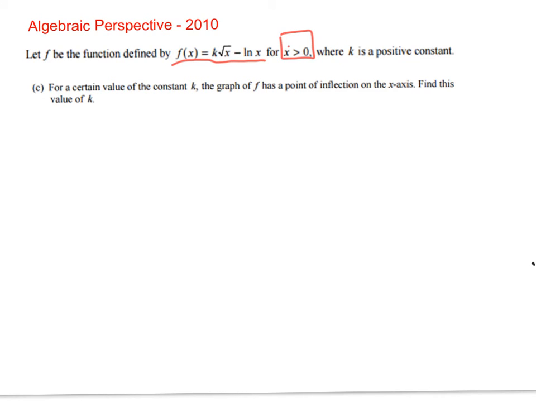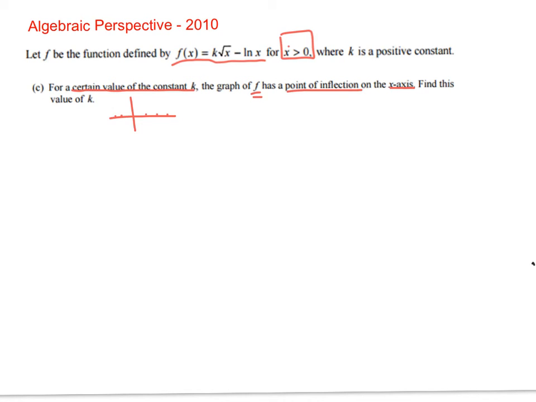Okay, part C says now we have to give it for a certain value of the constant k, so we don't know k. The graph of f has a point of inflection. Oh boy, we're going to have to look at the second derivative on the x-axis. Well, if it's on the x-axis, we know that the y values are 0. But if you look at your second derivative, there is no y value. So how do we use that fact?